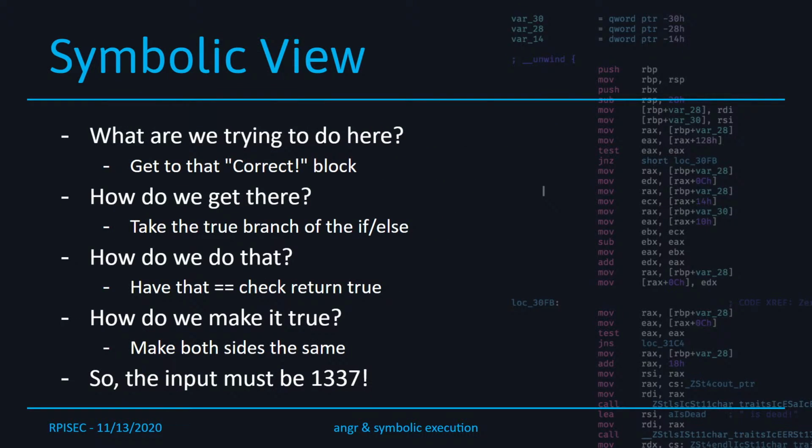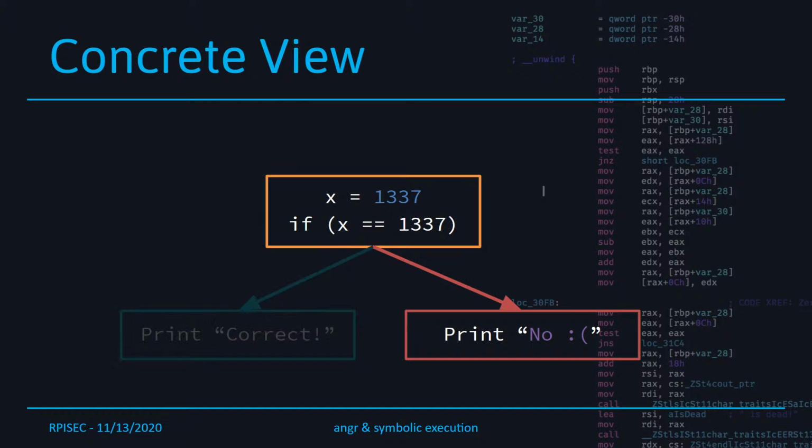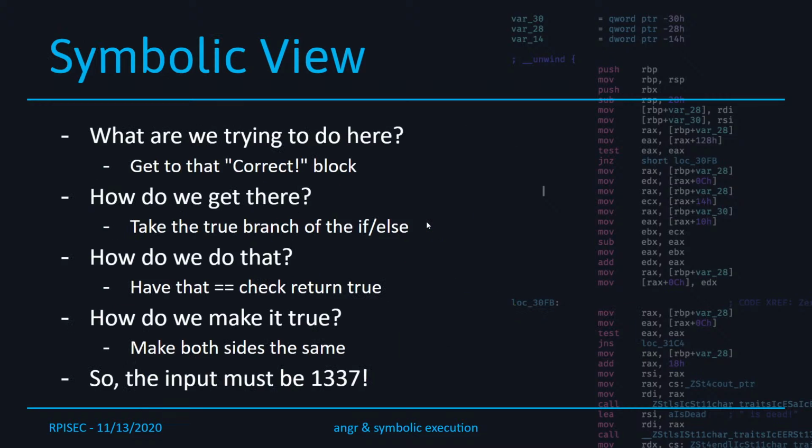And that's where symbolic execution comes in. It's a different way of thinking about this. Rather than looking at specific values, we're looking at constraints and variables. For example, I want to get to that correct block. And obviously, to get to the correct block, I need to take the true branch. And to take the true branch, I need to pass this test. And to pass this test, x must equal what's on the right side. Therefore, the input must be 1337.